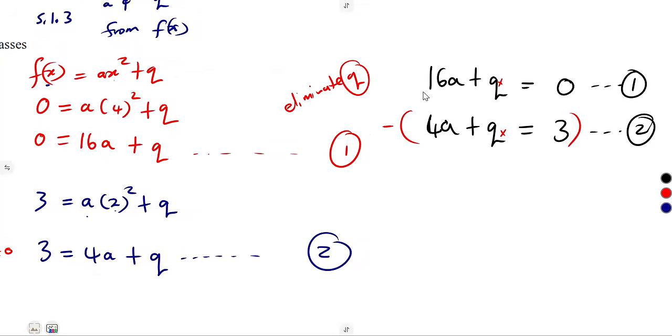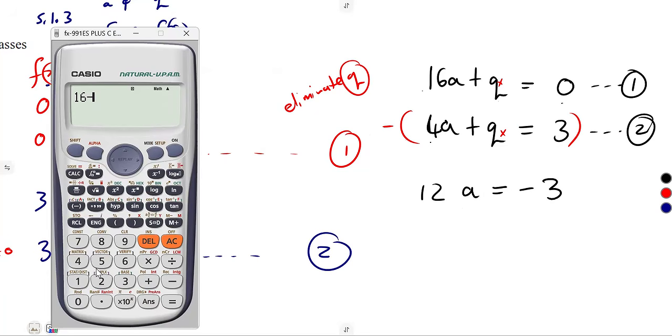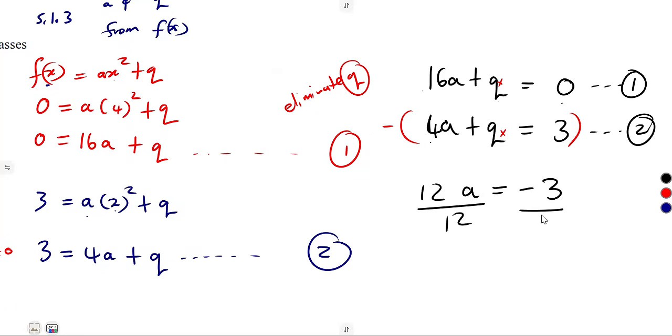Okay, let's subtract 16 minus 4. That is going to be 14a. Q minus q is going to cancel. So this is 0 minus 3, which is minus 3. This is supposed to be 12 here, isn't it? This is supposed to be 16 minus 4. Okay, my mind is tired now. That is 12. So that is 12 there. Then divide by 12 by 12. Our a is going to be negative 3 over 12, which is negative 1 over 4. So that is the value of a.